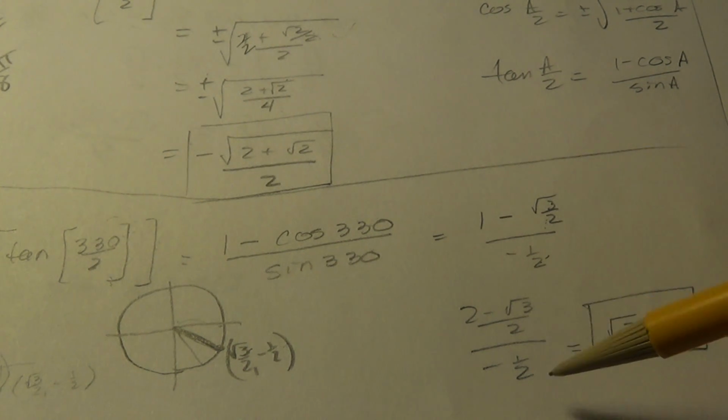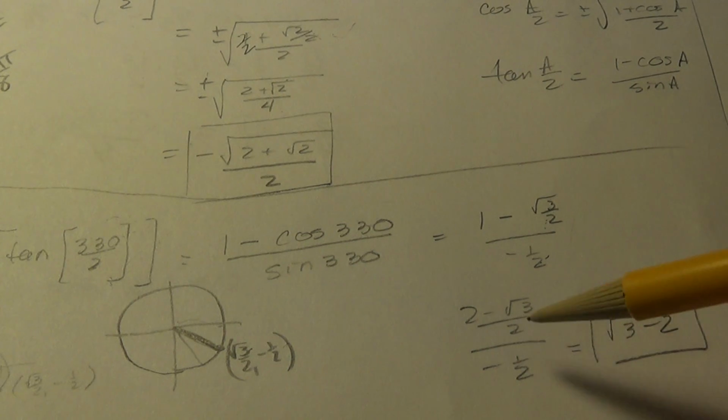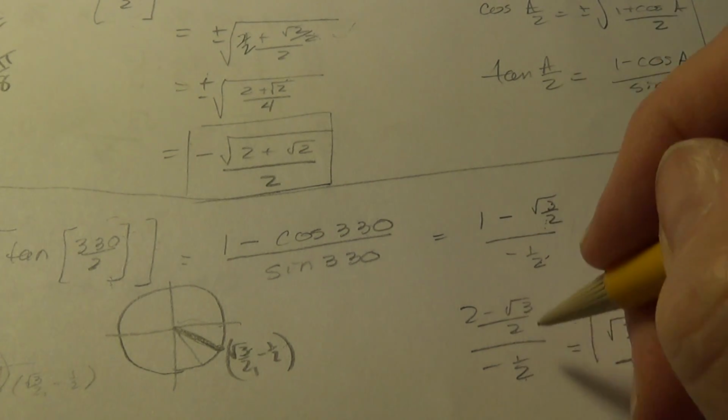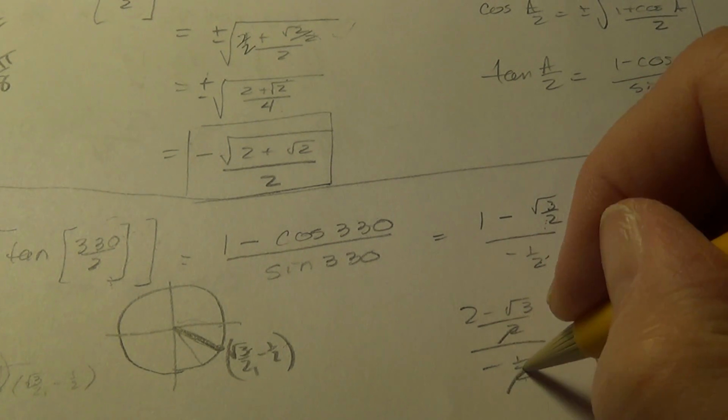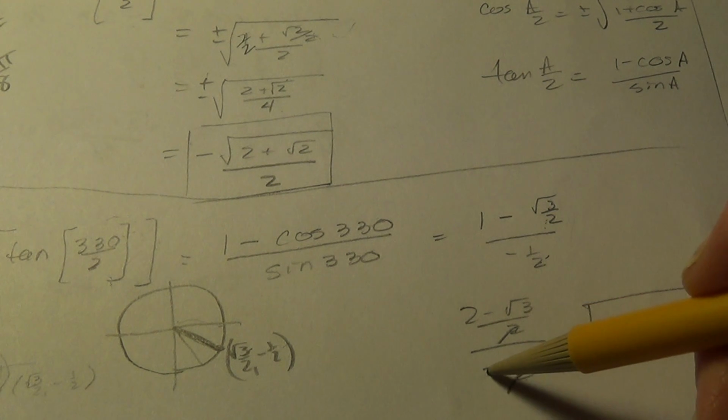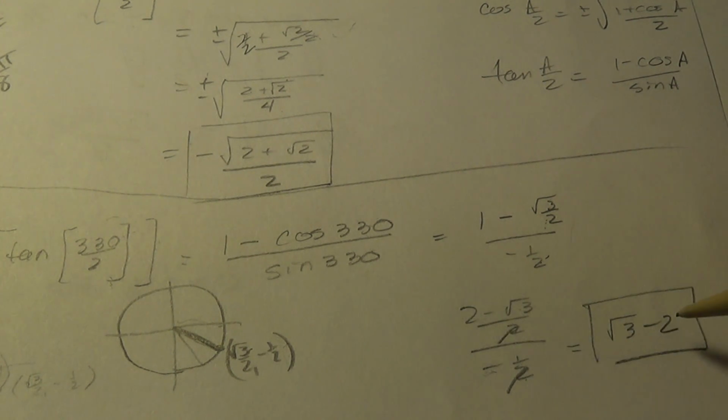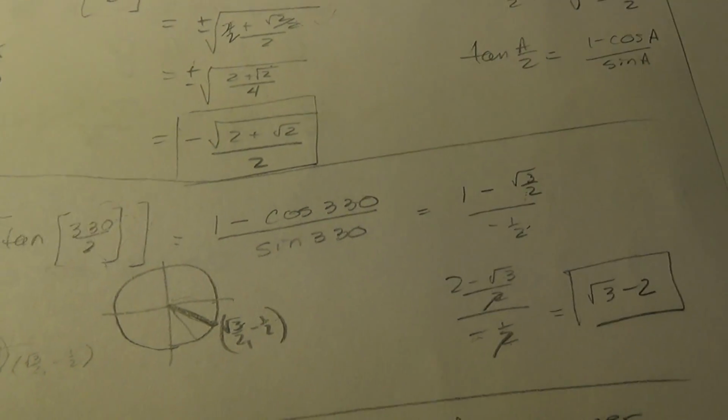Here is the rest of the work. Notice this 1/2. When you flip that and multiply, these disappear. This negative sign affects both of these terms. And this is the final answer.